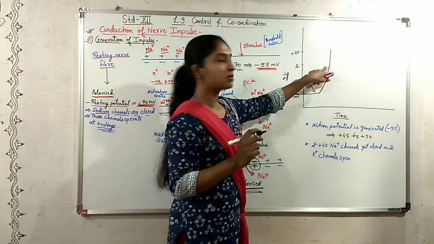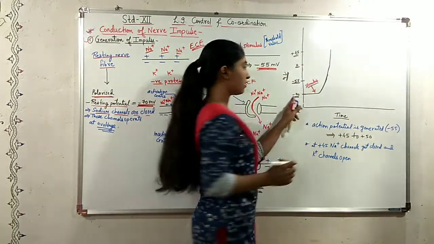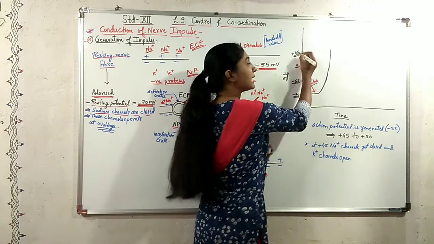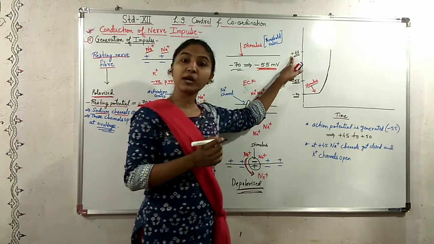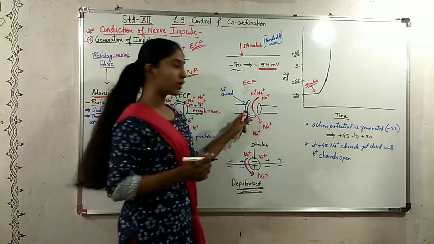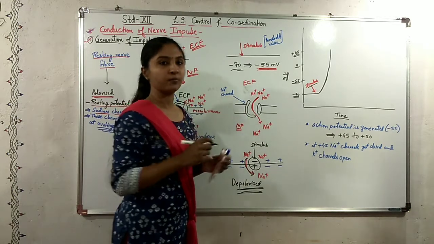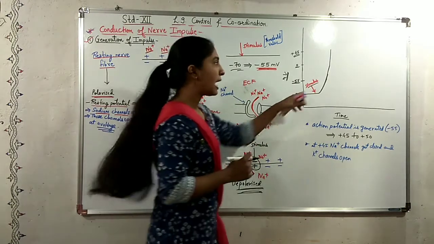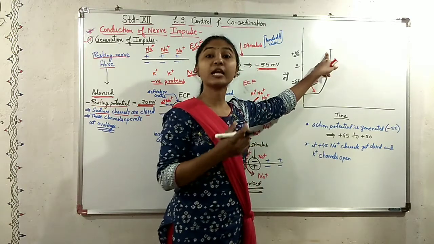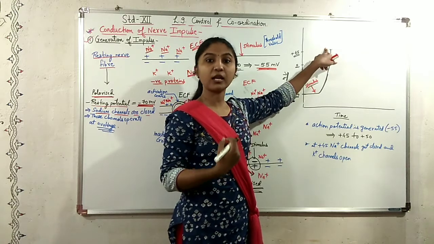what happens? When it moves further above zero, it becomes positive. Here it was negative, minus 70 and minus 55. It becomes positive, from 0 till it comes to plus 45. In between this time, the sodium channel gates start closing slowly, and at plus 45, all the sodium channel gates close down, and the potassium channel gates open.